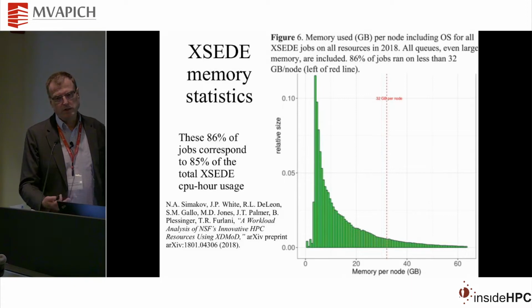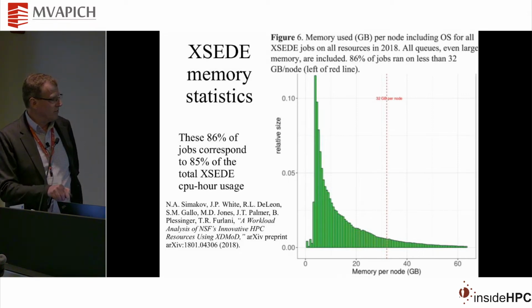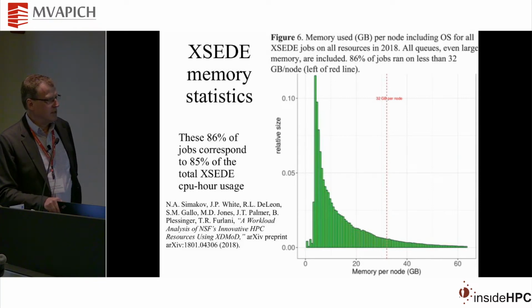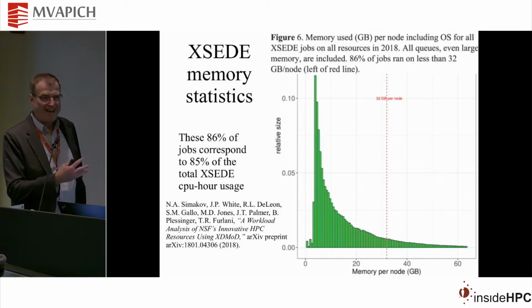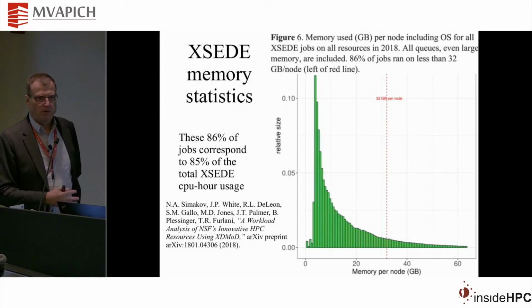One of our partners on the project, Matt Jones from Buffalo, is a member of the XDMoD project. And they've got all sorts of stats on the entire NSF XSEDE workflow. These come from, if you just go to arXiv and search for XSEDE workload, you'll probably find this paper. And you can basically see here that 86% of the jobs on all XSEDE systems in 2018 correspond to 85% of the cycles. So there's an interesting one-to-one correspondence there between jobs and cycles used that's independent of the size of the job.